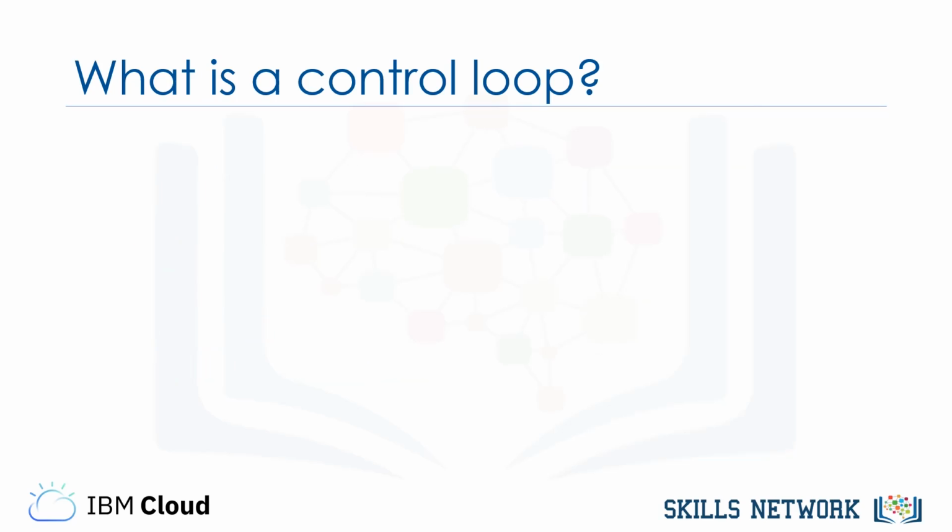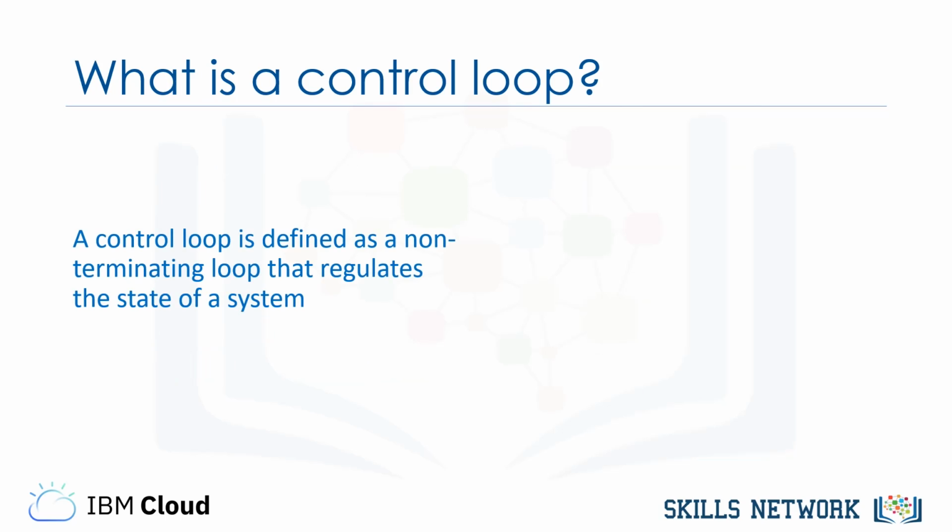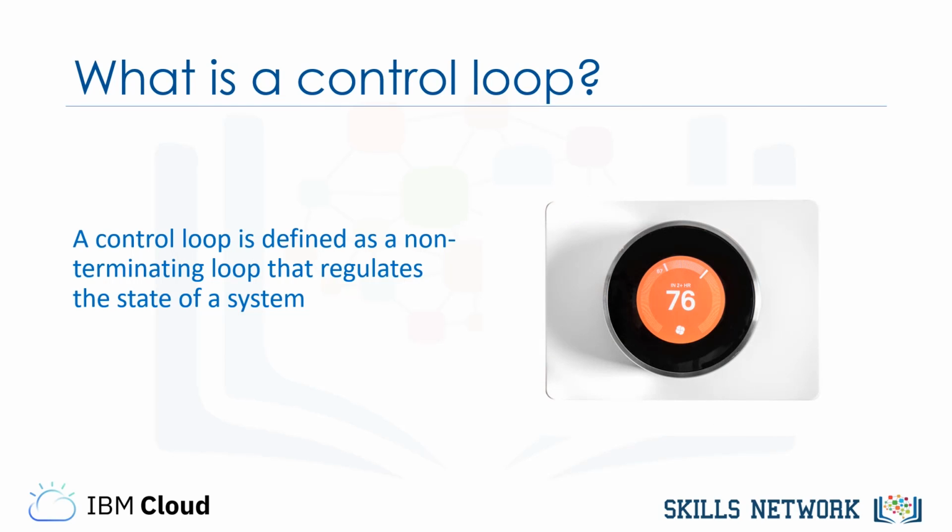We've mentioned controllers a few times. Controllers ensure that the actual state of the cluster matches the desired state. But to understand this better, the Kubernetes documentation gives a great definition of and analogy for controllers. A control loop is defined as a non-terminating loop that regulates the state of a system. A great example of a control loop is a thermostat.